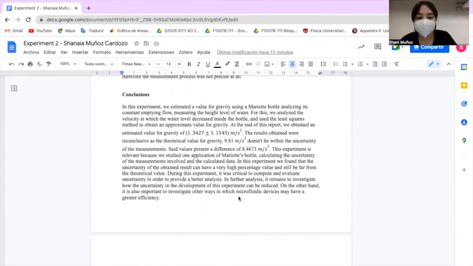This experiment is relevant because we studied one application of Marriott bottle, calculating the uncertainty of the measurements involved and the calculated data. In this experiment, we find out that the uncertainty of the same value can be a very high percentage value and still be far from the theoretical value. During this experiment, it was critical to compute and evaluate the uncertainty in order to provide a better analysis. In further analysis, it remains to investigate how the uncertainty of the development of this experiment can be reduced. On the other hand, it is also important to investigate other ways in which microfluidic devices may have greater efficiency.